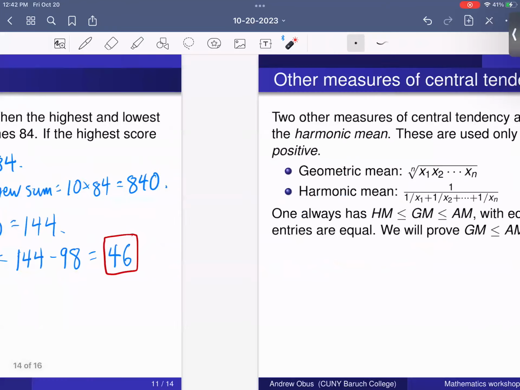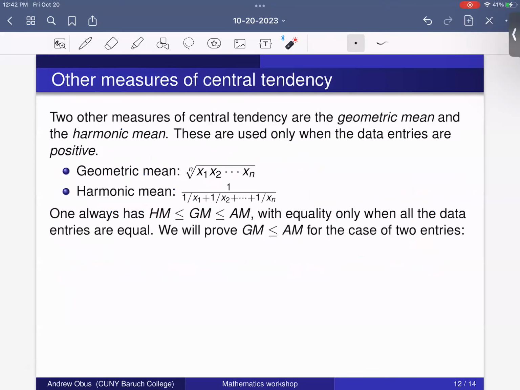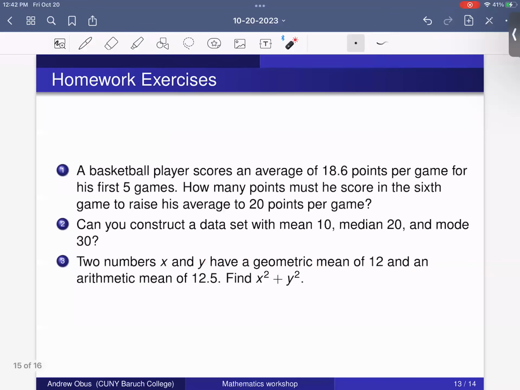Okay, so there are some other measures of central tendency. We're not going to have time to talk about them today, so we'll do this all next week. There's something called the geometric mean. There's something called a harmonic mean. There's various inequalities that hold between these two things, but we're going to talk about them next week. So for homework, don't do homework problem number 3 because it relies on the geometric mean. We'll talk about that later on.